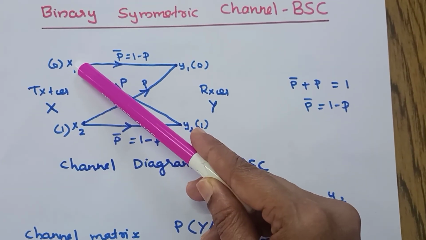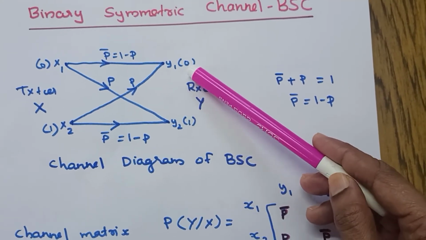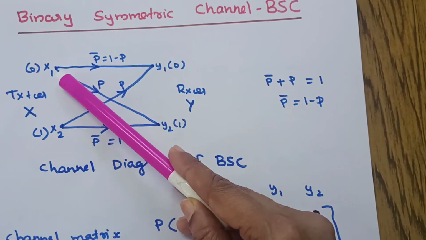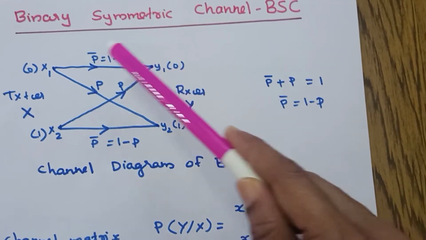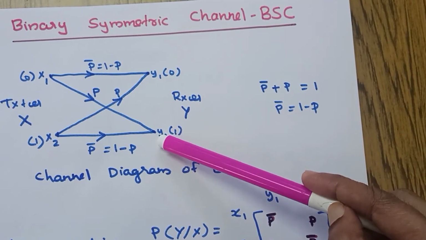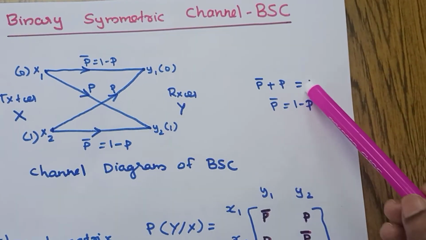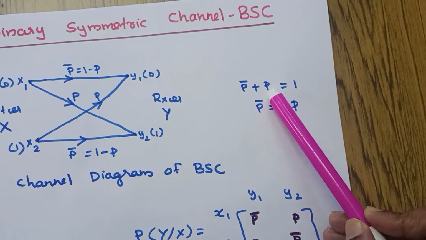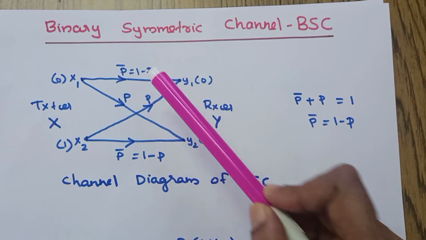When x1 is transmitted, there are two possibilities at the receiver: y1 of 0 and y2 of 1. If 0 is transmitted and 0 is received, that is the correct transmission with probability P bar. If 0 is transmitted and 1 is received, that means incorrect transmission with probability P. We know that total probability is equal to 1, that is P bar plus P is equal to 1. From that, P bar is equal to 1 minus P.